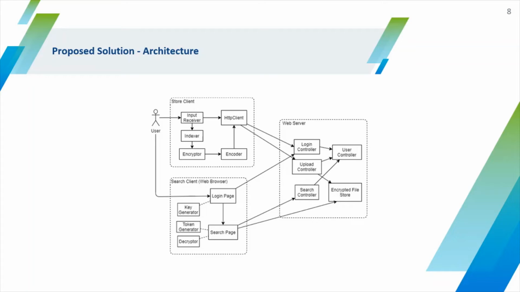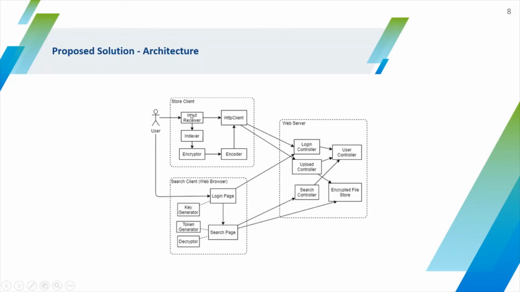Then we have the architecture of our proposed solution. There is a user here and three main components, which are the store client, web server, and the search client browser. The process starts by the user giving the input to the store client. The input can be the username and password of the user, which will be sent to the web server for authorization.